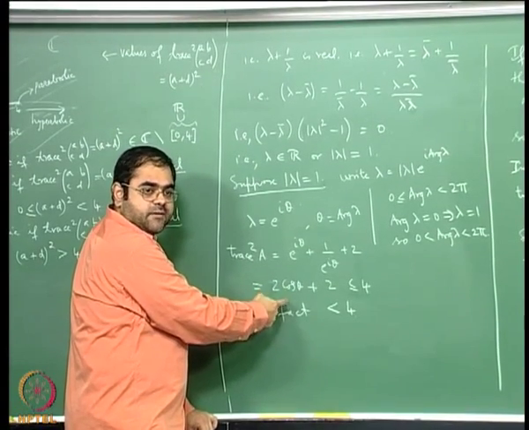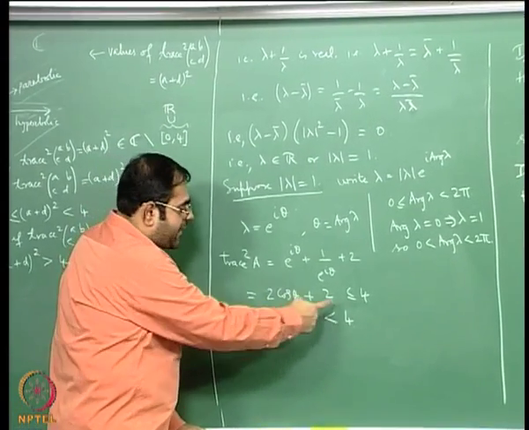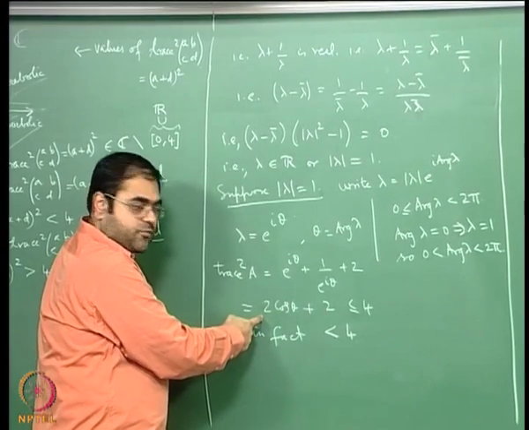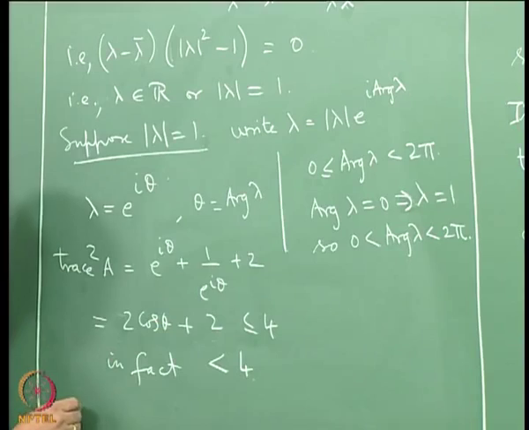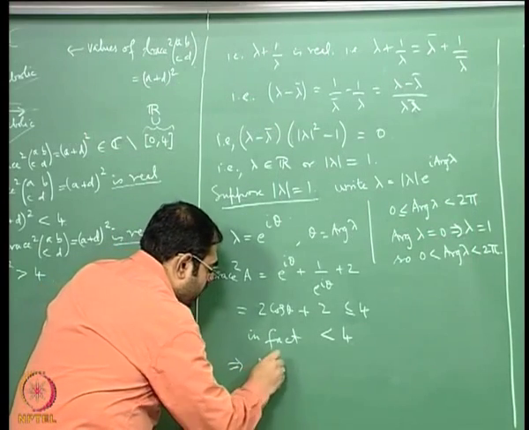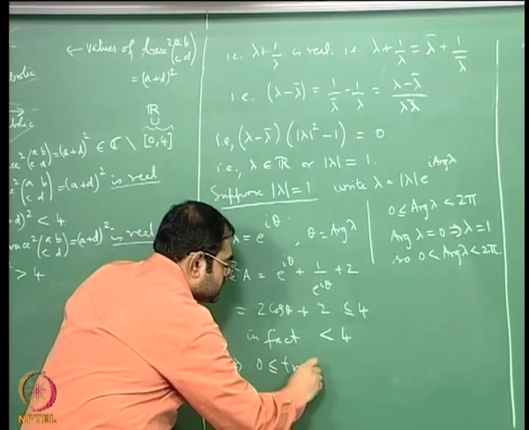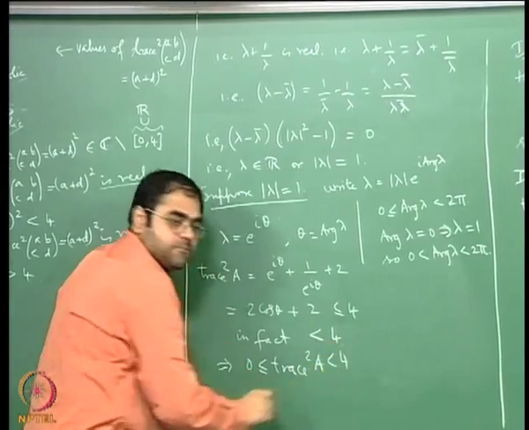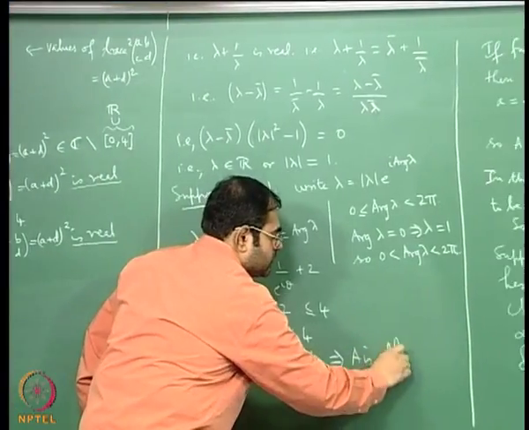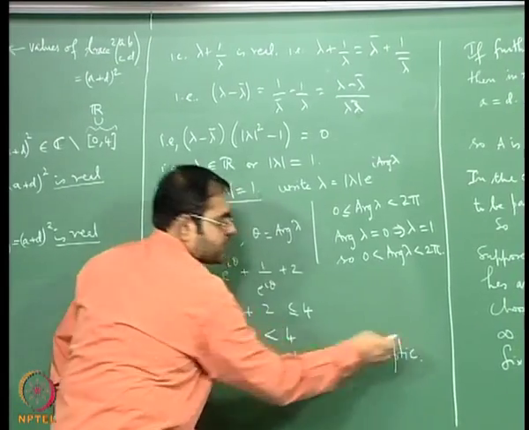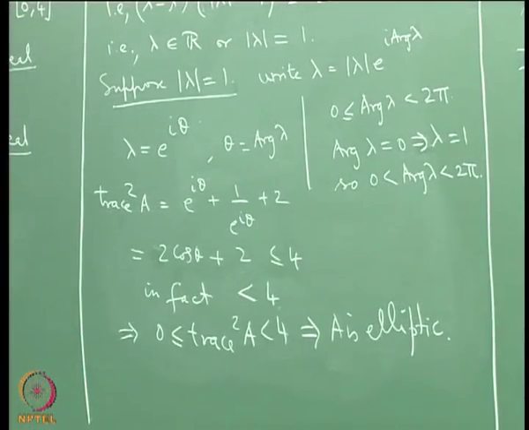Cos theta is always greater than or equal to minus 1, and I am multiplying it by 2, so 2 cos theta is greater than or equal to minus 2, and if I add 2 it is always greater than or equal to 0. So this implies that 0 is less than or equal to trace squared of A, which is strictly less than 4, and that will tell you that A is elliptic. Okay, that is the condition.